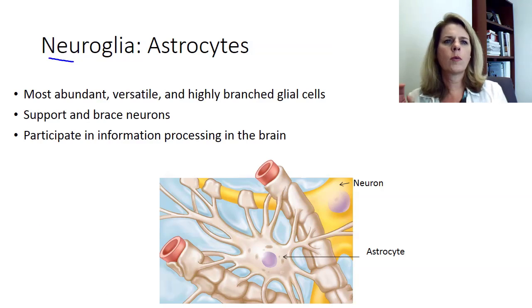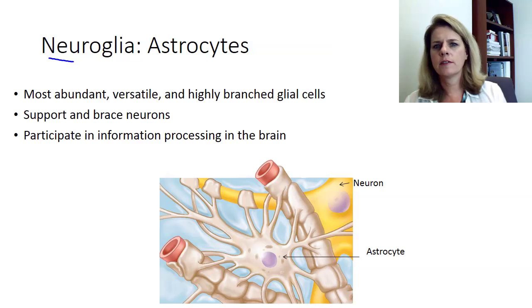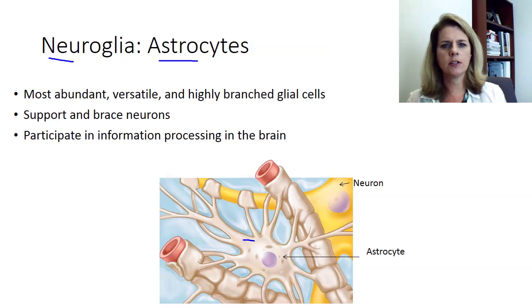Okay, so remember when we talked about histology, we said the nervous system is made up of two types, neurons and neuroglial cells. And so we're going to talk about the different types of neuroglial cells. And the first one are called astrocytes, astro meaning star. They're star-shaped cells. So this is a neuron, the yellow one, and then this white one is an astrocyte. And these are the most abundant. They're highly branched, so they look like stars.